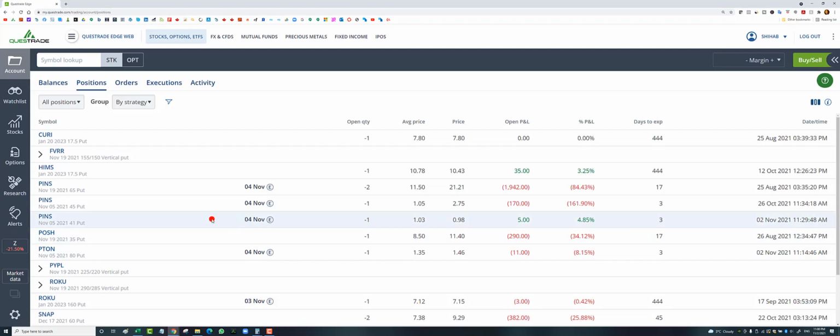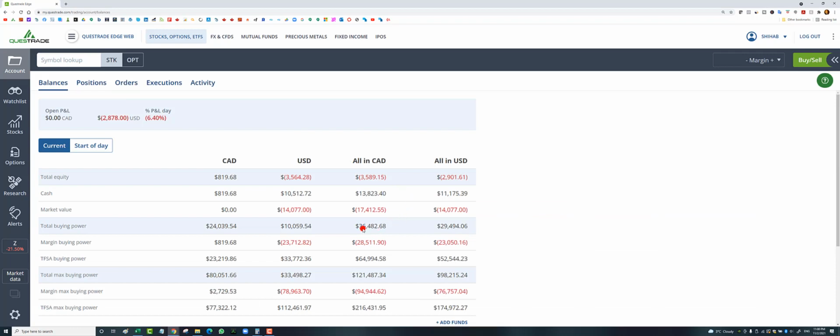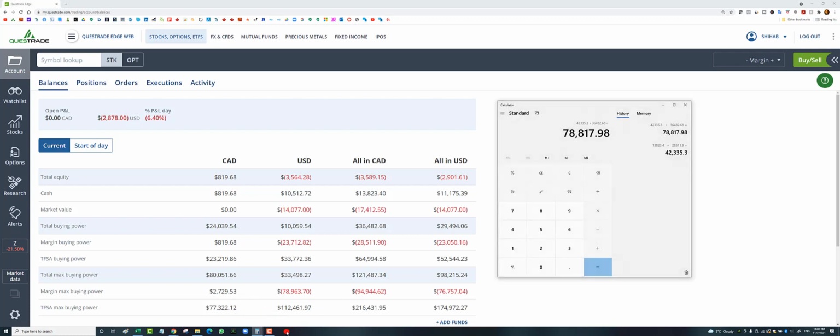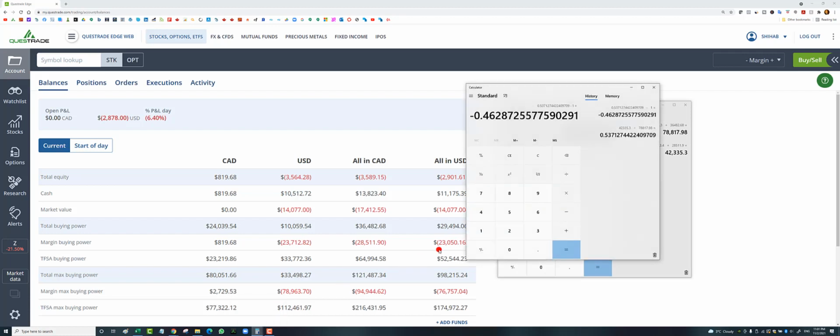So I definitely need to close some positions and maybe avoid opening new positions until I can bring my available buying power percentage higher. Right now it's at 47, I believe I said. It should be at least 60-70%. Right now it's below 50, so it's definitely not good enough. It's definitely not high enough.